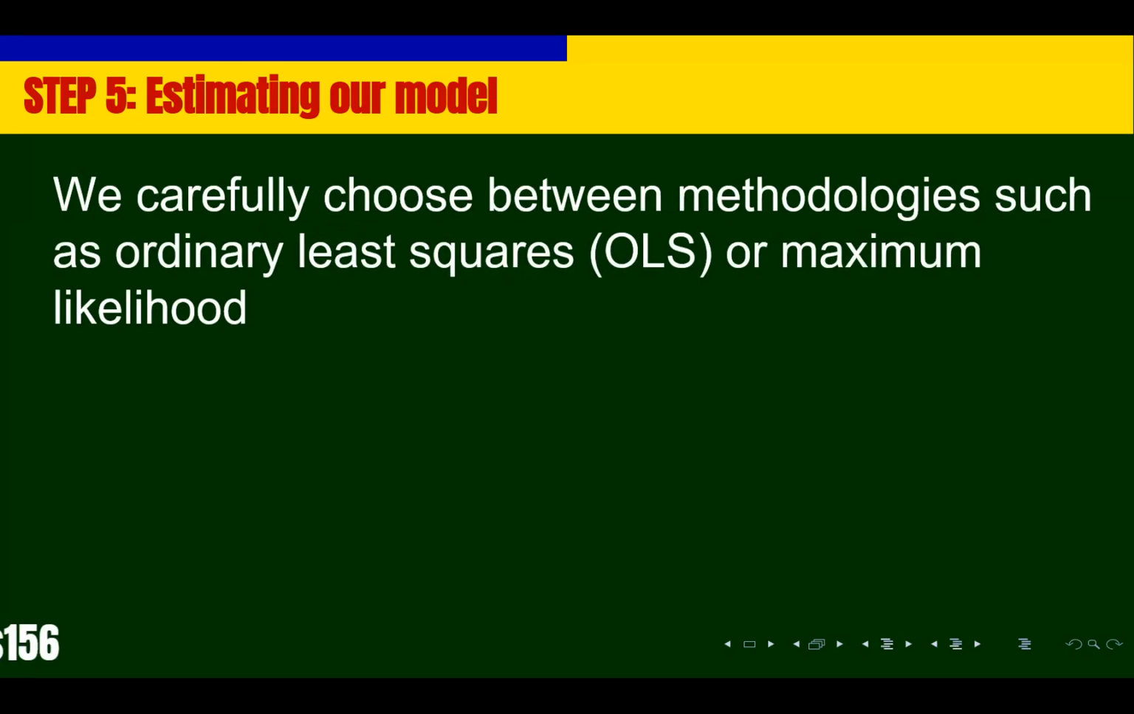In step 5, we take center stage, estimating our model using the most fitting method, like the seasoned performer using ordinary least squares or maximum likelihood, tailored to the nuances of our theory.